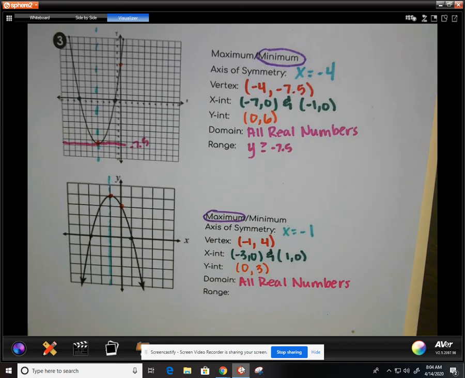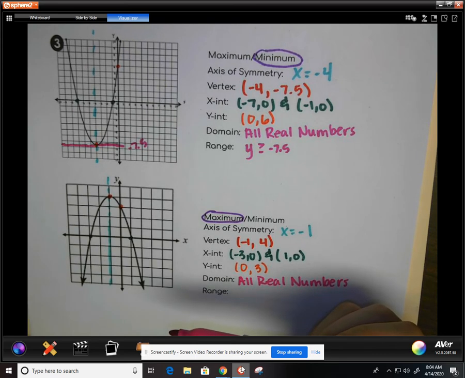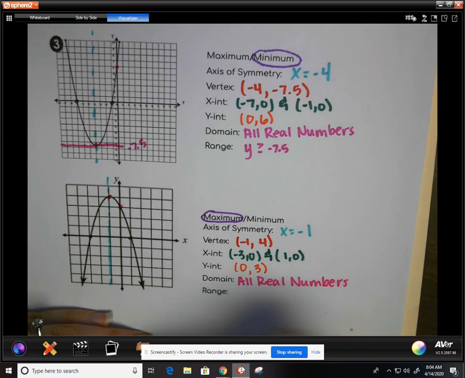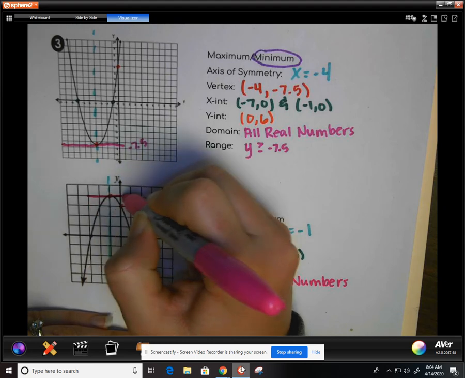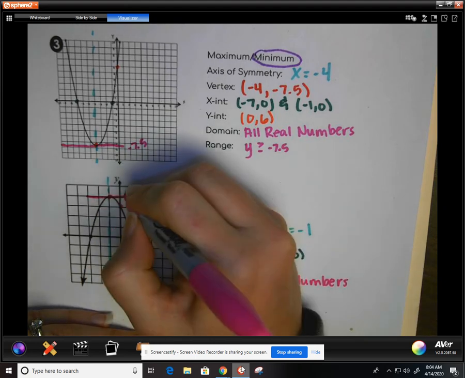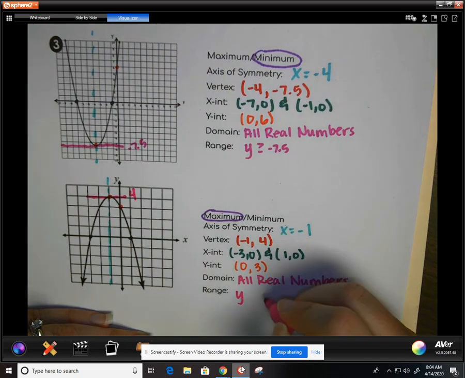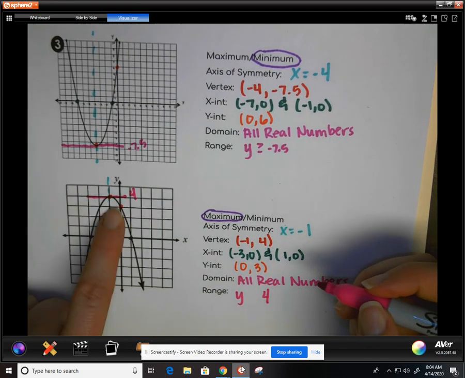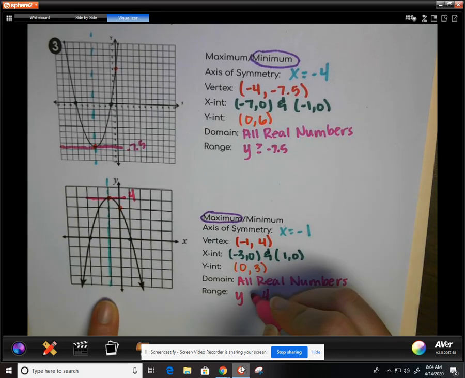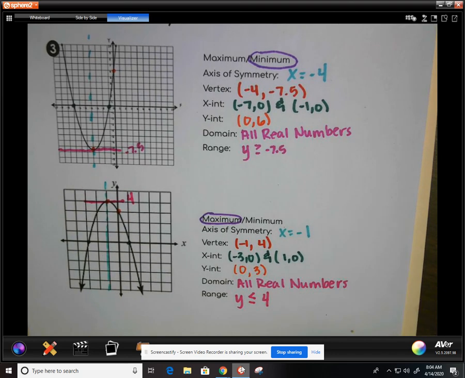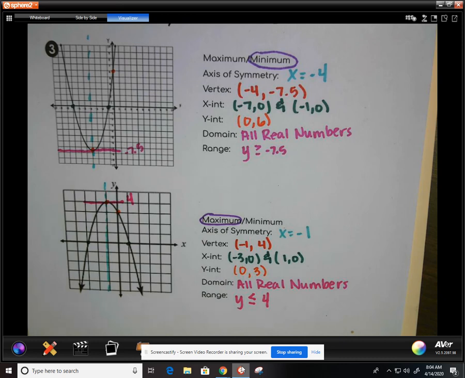And last, your range. If you scan up and down, so if I scan down, it's going down forever because there's arrows saying it's going down. But if I scan up, it has a stopping spot right here. That stopping spot is at 4. So therefore, this time range is y, and I'm going to use 4. But since the graph is opening down, that means it's going to be less than or equal to 4 because the graph is below 4, so we need a less than symbol. But it does curve exactly at 4, so that's why we can use equal to. So that's how you find your key features.